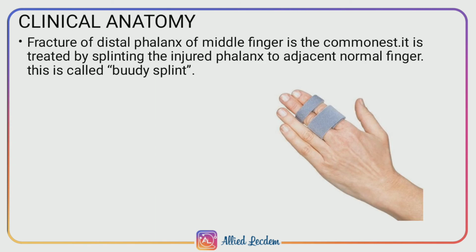Next, the clinical anatomy relevant to the phalanges bones: fracture of the distal phalanx of the middle finger is commonest, and it is treated by splinting the injured phalanx to the adjacent normal finger, which is called a buddy splint. That is, the fractured phalanx is splinted along with the normal finger to have a grip and the support.